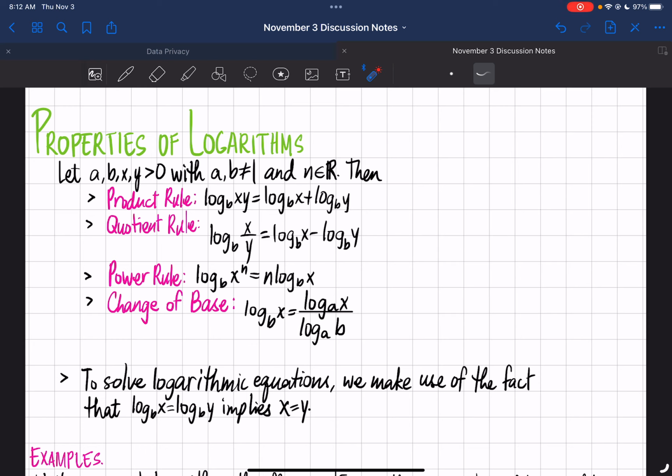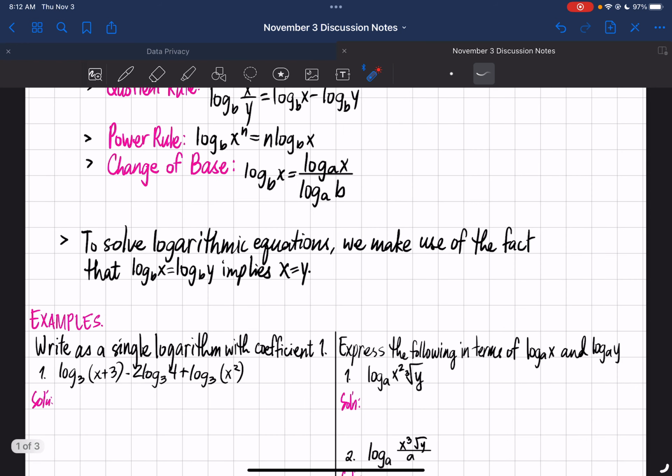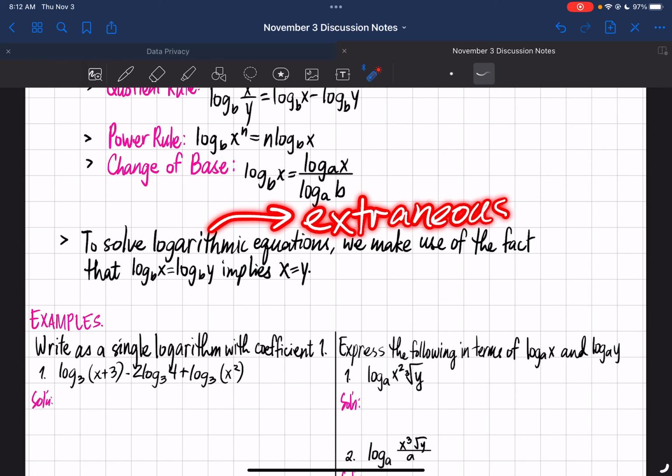So, itong properties na to class, gagamitin natin siya para makapag-solve ng equations together with the fact na if meron ka daw na log of x base b equals log of y base b, ibig sabihin yan, x equals y. However, we have to take note class na yung domain ng ating log functions is 0 to positive infinity, not including 0. So, kapag nagsosolve tayo ng logarithmic equations, we have to take note na possible na magkaroon ng extraneous solutions. So, we have to be careful with that.